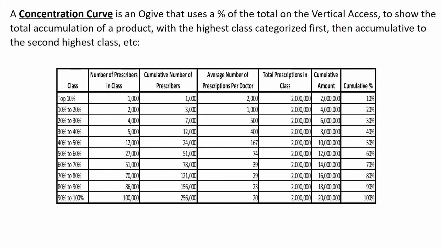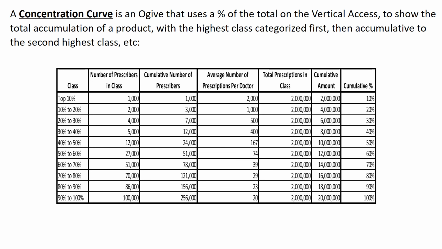Each one's 2 million. When I add that up, I'm going to look at two numbers here. The cumulative amount, 2 million for the first 10%. From the top 10% to 20%, add another 2 million. That's 4 million. You can see I keep adding 2 million for each 10% until it gets the total amount, 20 million.